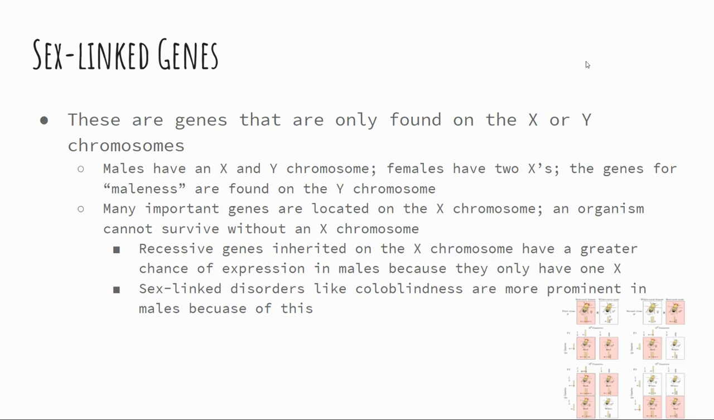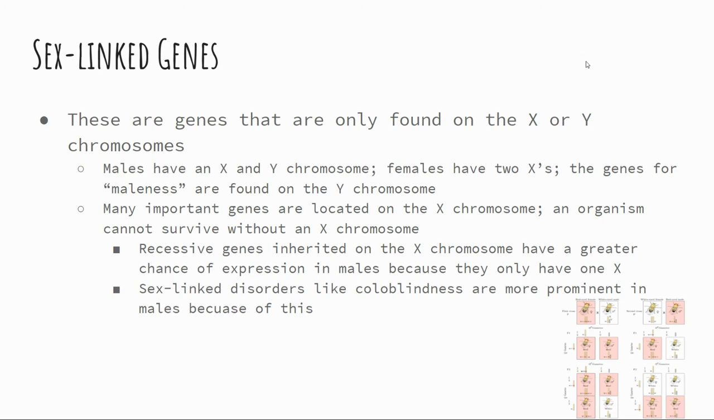It starts out with understanding what males and females have. Males have an X and a Y chromosome, and females have 2 X chromosomes. That's important. The genes for maleness are found on the Y chromosome. So go ahead and put a note somewhere in your notes that the Y chromosome only codes for maleness. That's it.